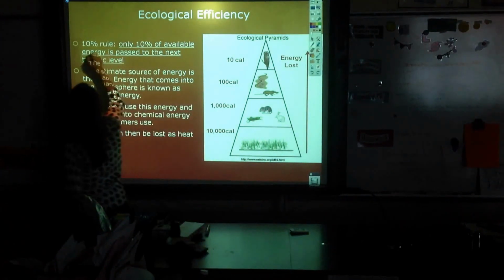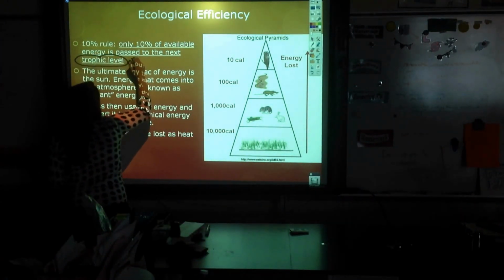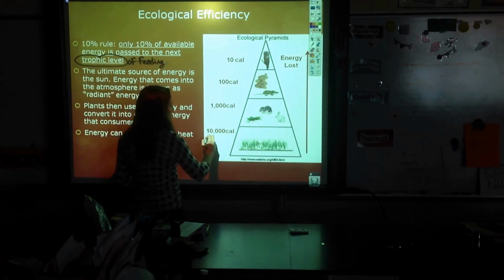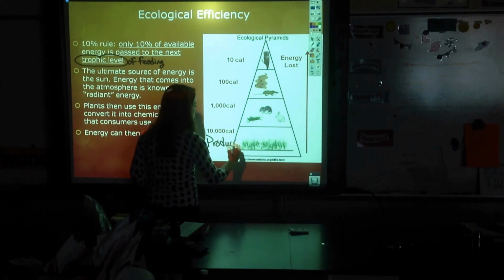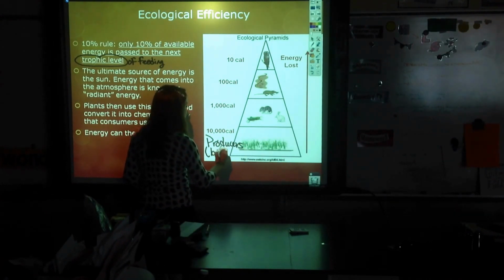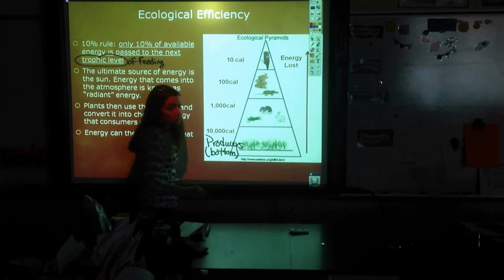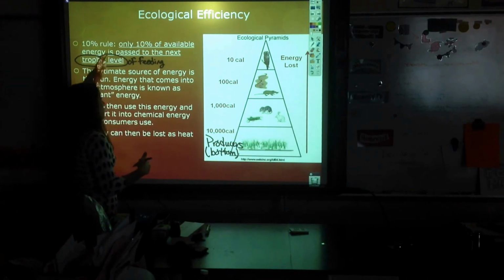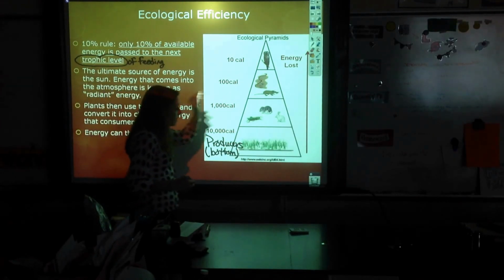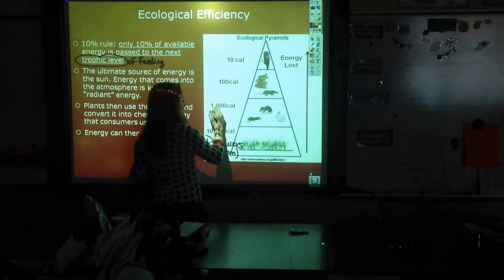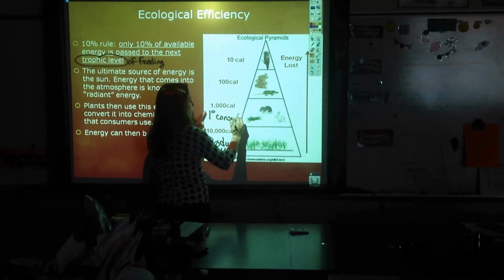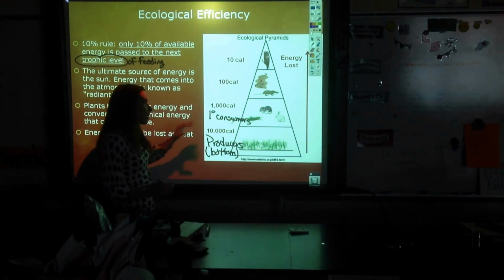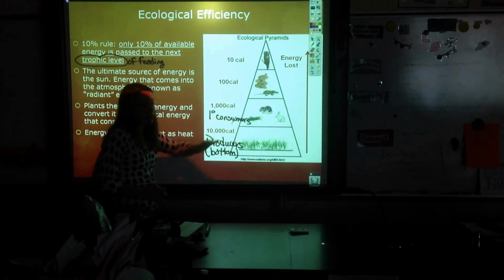Remember, trophic level means level of feeding. So if we look at our producers, go ahead and label these producers. Producers are always at the bottom of a food web, a food chain, a food pyramid. They're always at the bottom because they're the base. They make the first food. But when these primary consumers go to eat, they don't actually get all of the energy that's there in the grass.